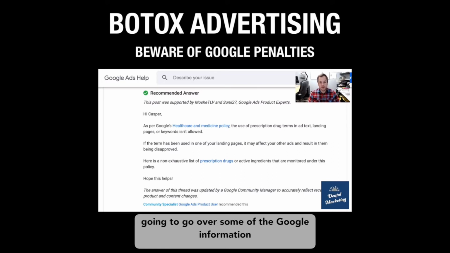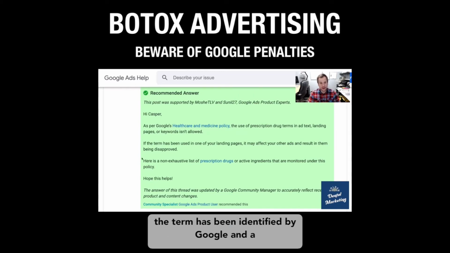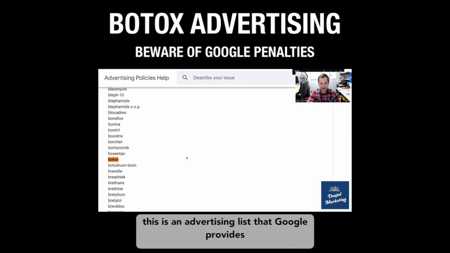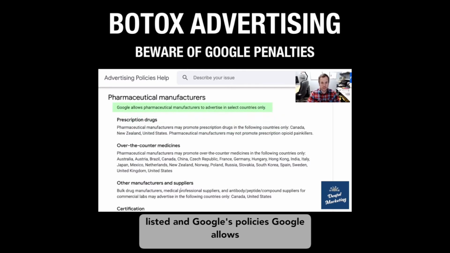In this video, I'm just going to go over some of the information from Google, just so you can understand it, and what their policies are and how that works. So what I'm looking at right here is a recommended answer. Basically, what it's stating here is that the term has been identified by Google, and a list of the prescription drugs or the things classified that can fall under Google violations are listed out on some of these links. For example, this is an advertising list that Google provides, and Botox happens to be one of the primary items listed. And under Google's policies, Google allows pharmaceutical manufacturers to advertise in select countries only.